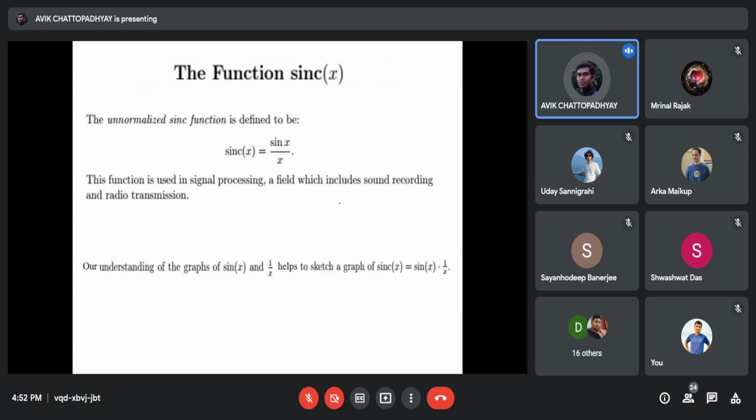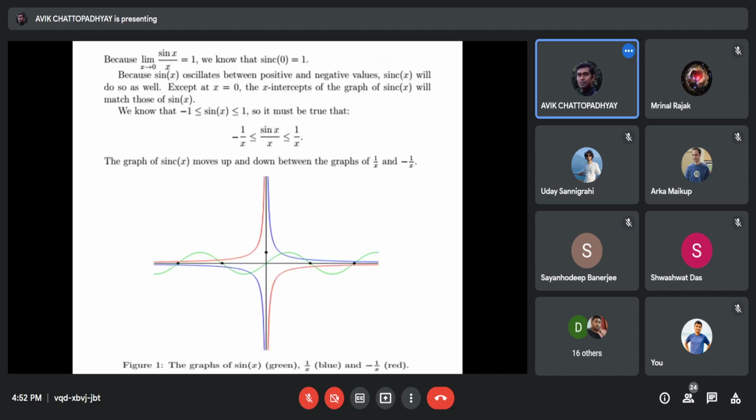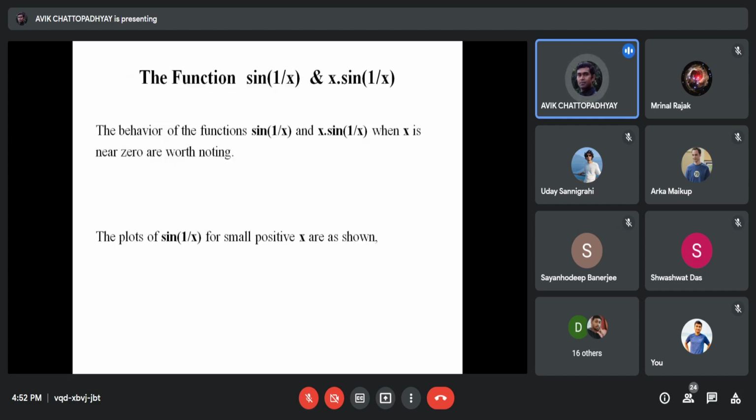This sinc function we discussed the other day. Today I am discussing another function, that is of this kind, sin 1 by x. So generally continuous, but sin 1 by t, it may be 1 by t also, doesn't matter. And again, x into sin 1 by t.